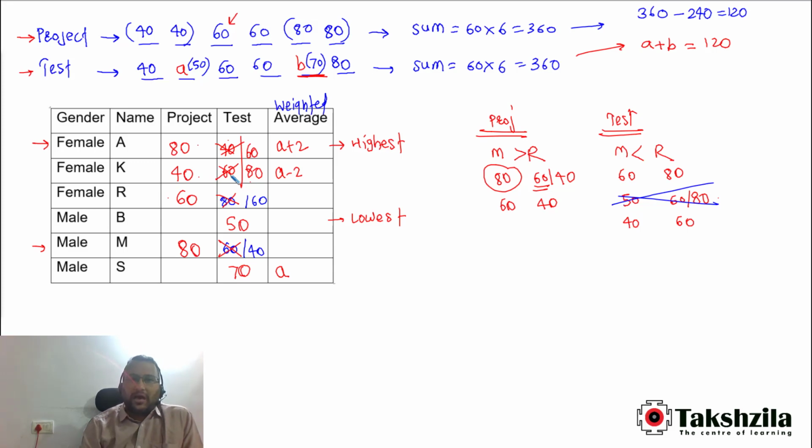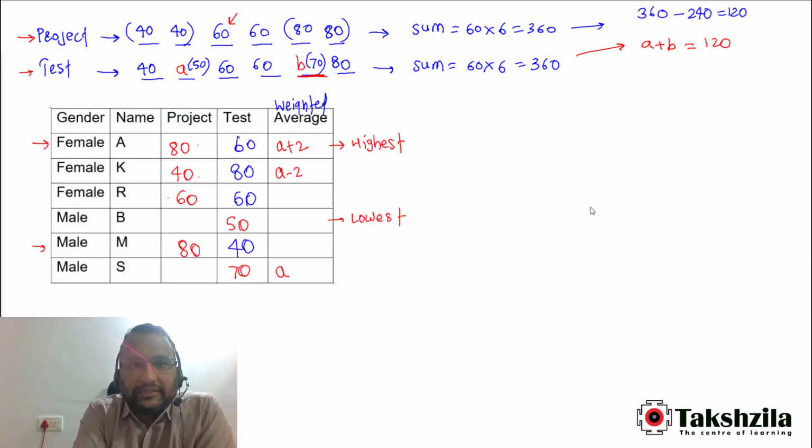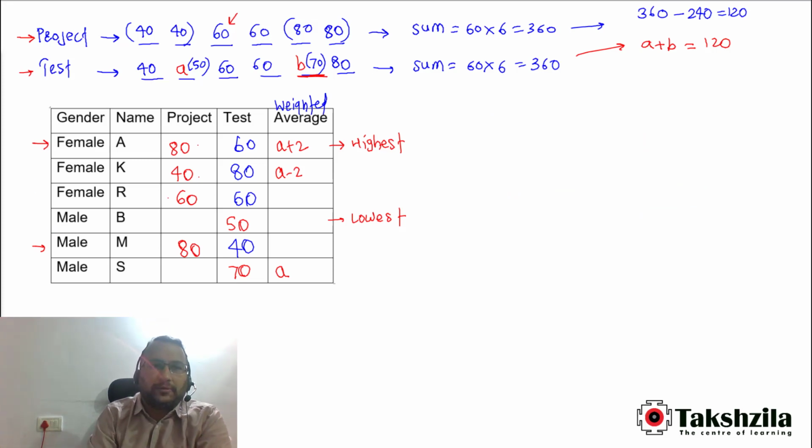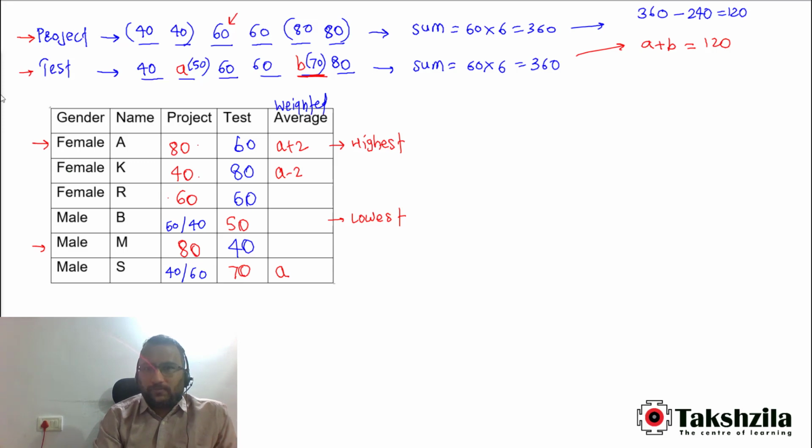Now, after this, let me rewrite this table again. After this, in the project marks, two numbers are remaining, 60 and 40. So B is going to score either 60 marks or 40 marks. S is going to score either 40 marks or 60 marks in the project. So now let's talk about weighted average.